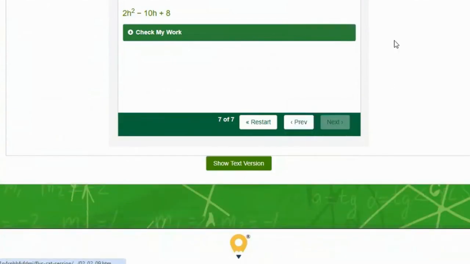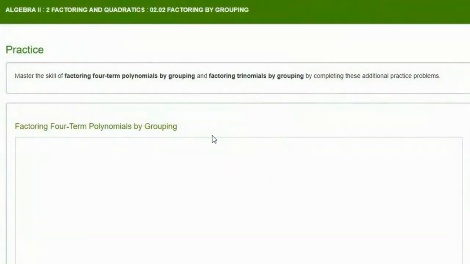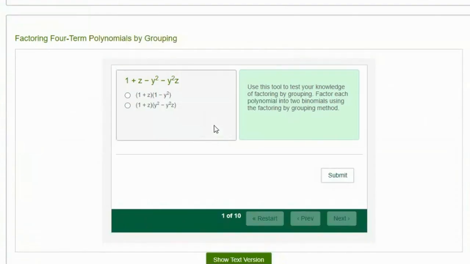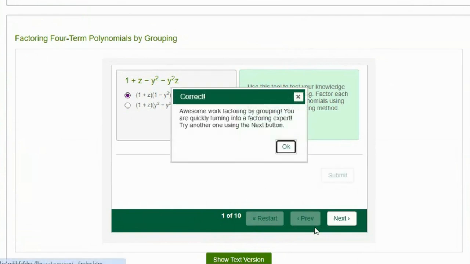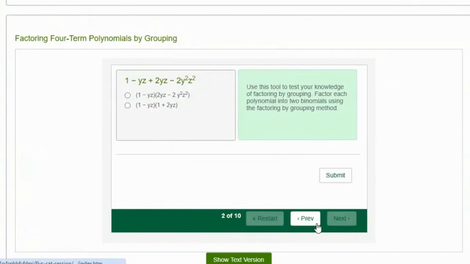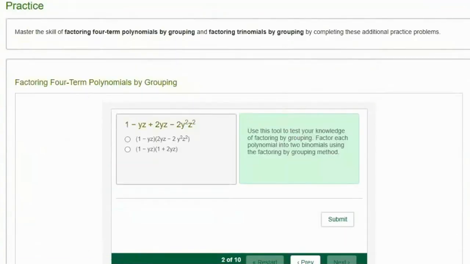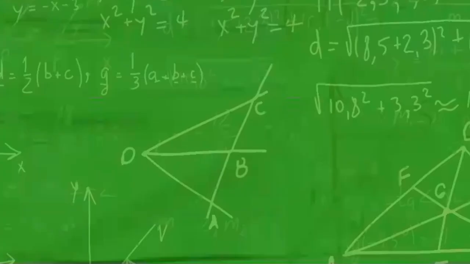Okay, they got another page of practice problems. They give you lots of practice on this because that's good. 10 problems here. Factor that, and it's one of these two choices. Which one would it be? Would you select that and submit? Incorrect. Oh, I guessed wrong. Then you can go to the next problem, and there's two choices there. So, all right, let's look at the assignment that goes with this first. Then we'll take a look at the second one real quick.